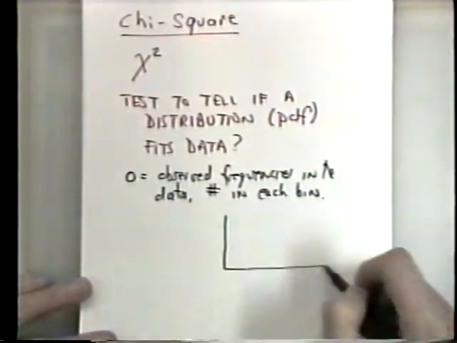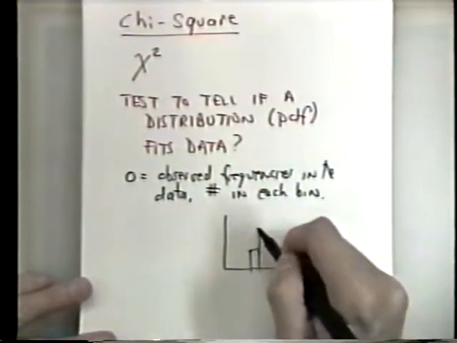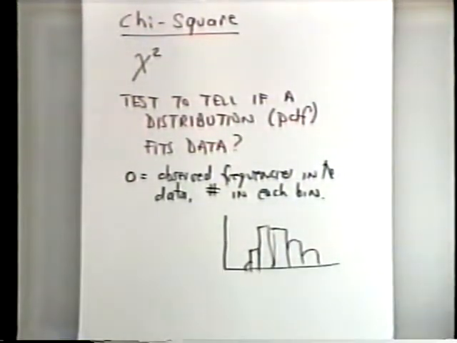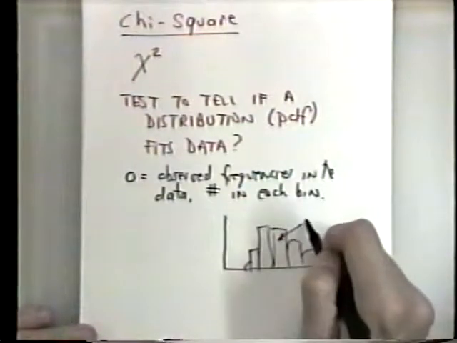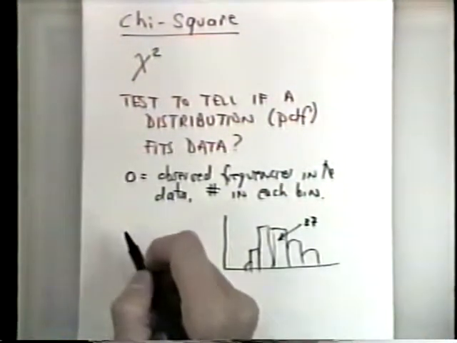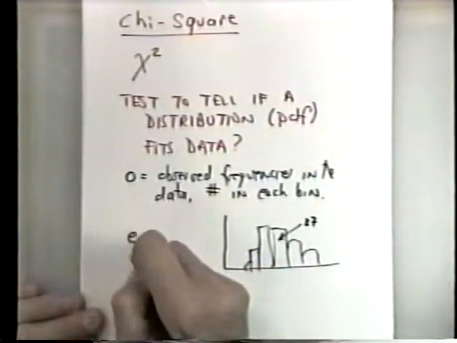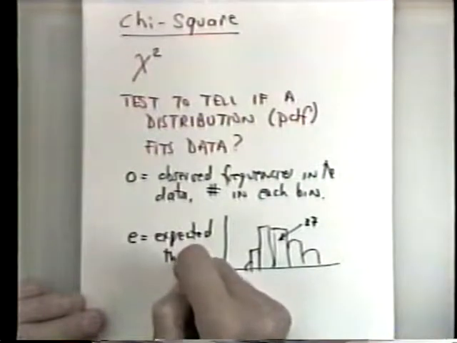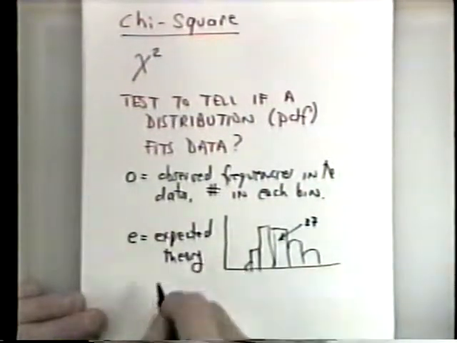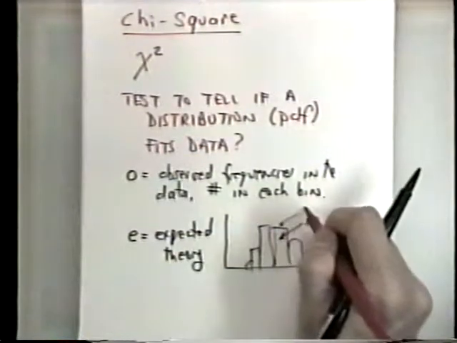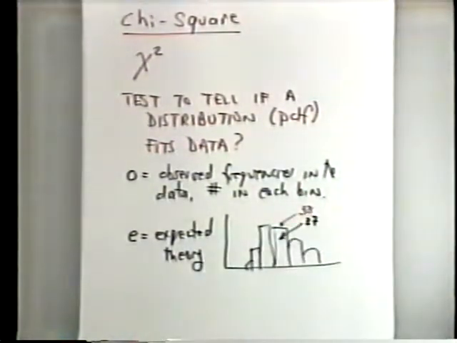So again, if we have our histogram, this is definitely not a straight line date. So for example, in this bin, there are 37 events. That O would be 37. And then we can compute what E, the expected frequency, is from the theory or the fit. And for example, for this particular bin, it might have been 38, for example.